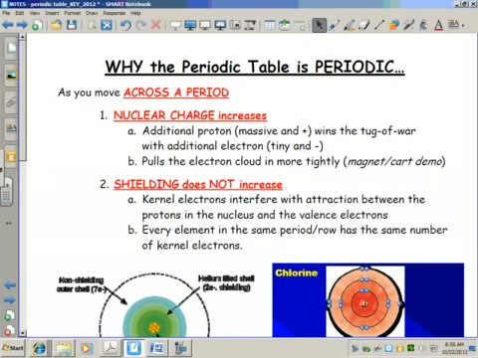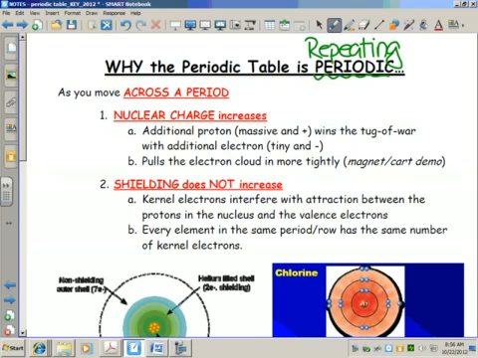And now, the moment you've all been waiting for, we're going to learn why the periodic table is actually periodic. The first thing we want to do is focus on our most important term, periodic. We said earlier that means repeating.